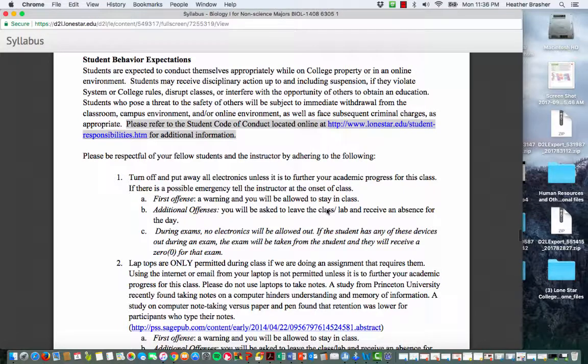Now, another thing I'm really big on is respect for each other. So with that being said, just these standard things: unless you're using an electronic device to help your academic progress, turn it off. If you have an emergency at home and you know you're going to get a text, just come up and let me know before class. Like, hey, Dr. Brazier, my kids normally don't stay home by themselves, so I could check my cell phone every once in a while just to check on them. I don't have a problem with that.